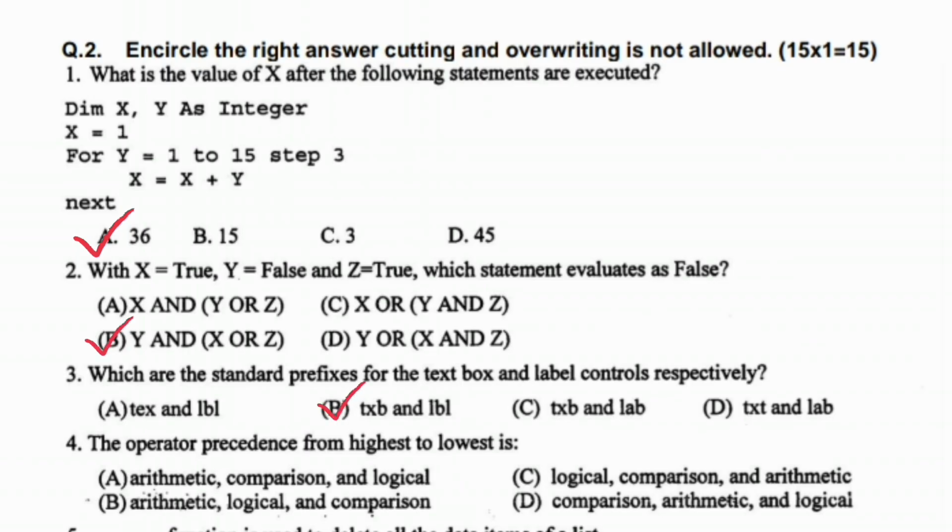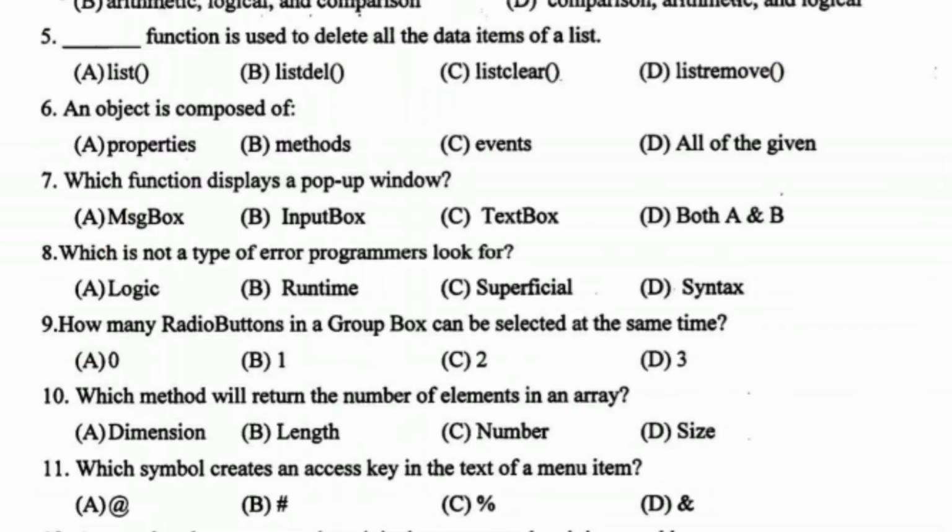The operator precedence from highest to lowest is option B. Right option है arithmetic, logical and comparison. Dash function is used to delete all the data item of a list. List clear. An object is composed of all of the given. Which function display a pop-up window? Message box. Dash is not a type of error programming.